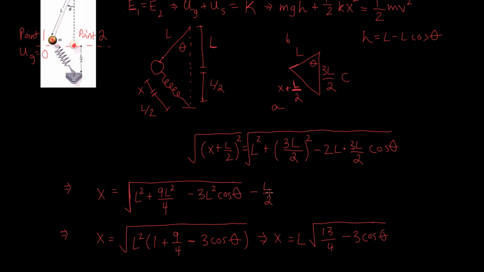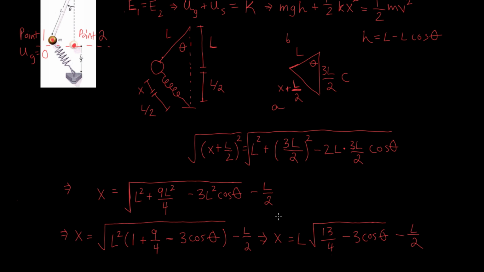And make sure you bring over the negative L over 2. And so this is the value of x, meaning this variable right here is how far the spring stretches from its equilibrium position when we pull back the pendulum. So this value right here just represents the stretched distance of the spring.